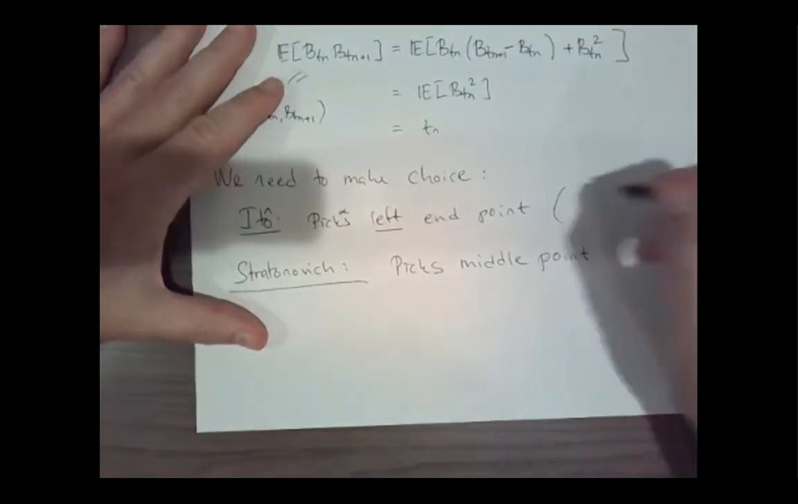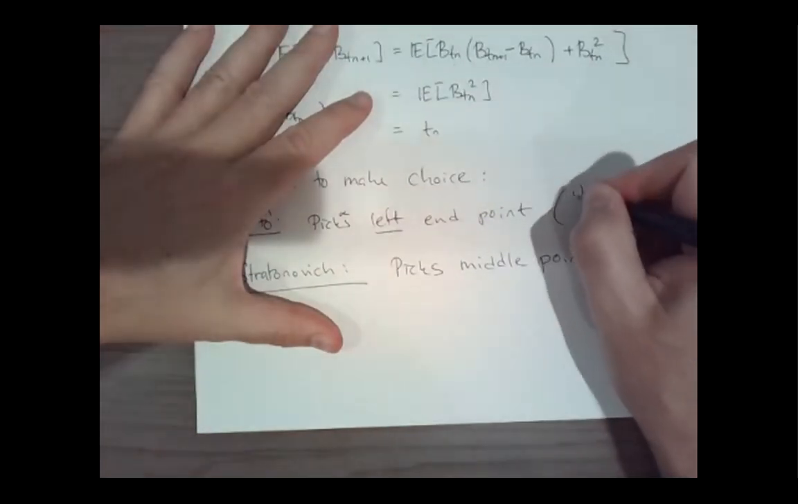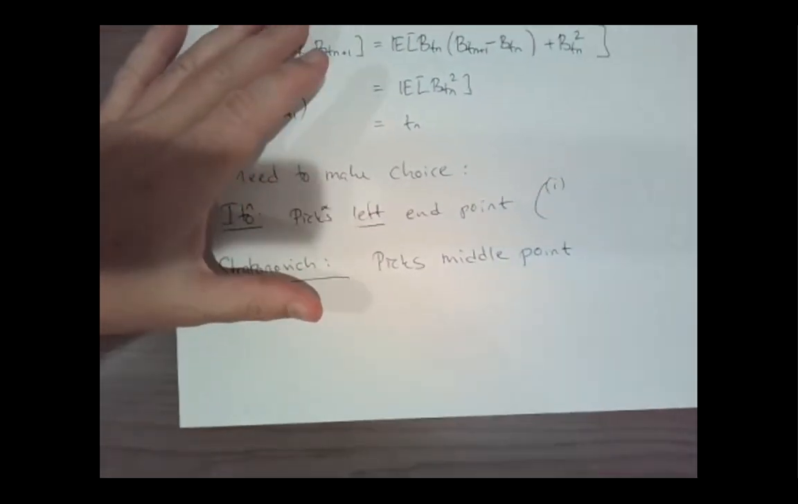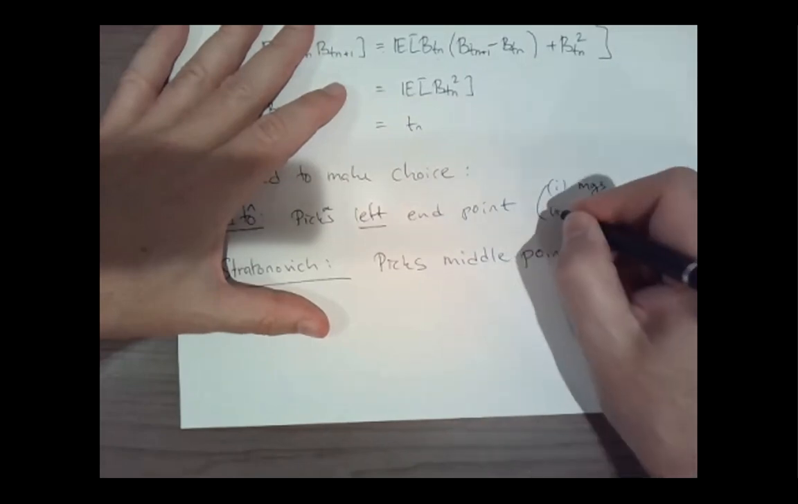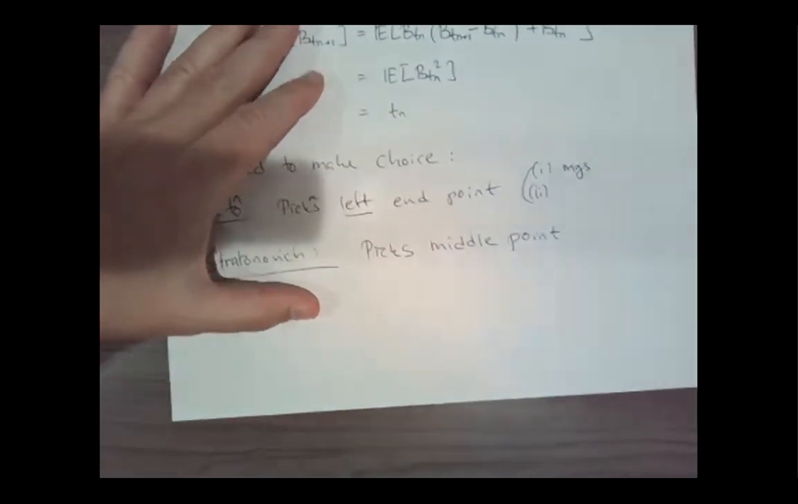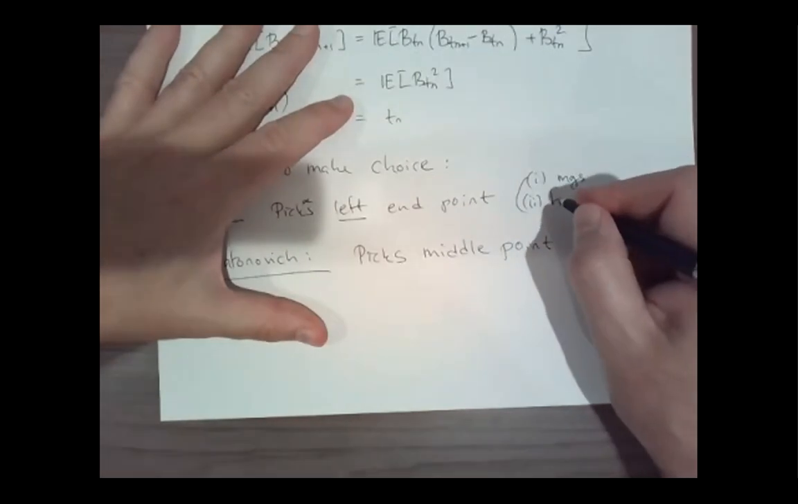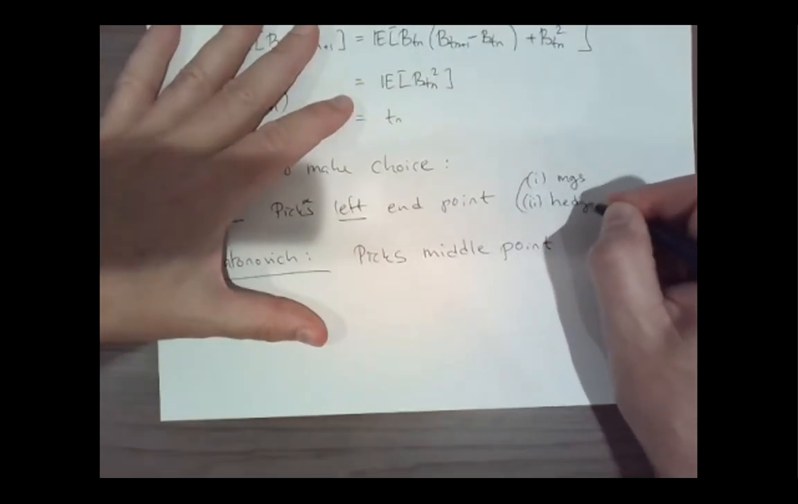This year it's going to give us martingales, and it's also going to give us these replicating portfolios, the hedges.